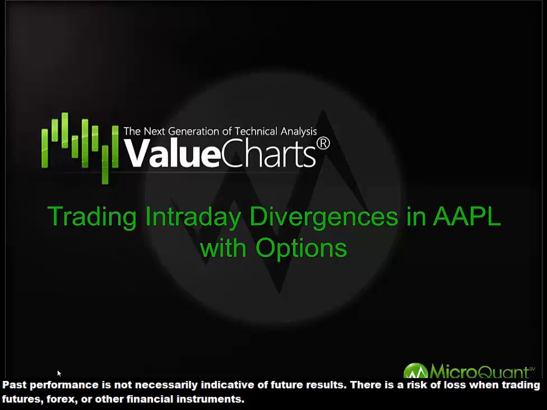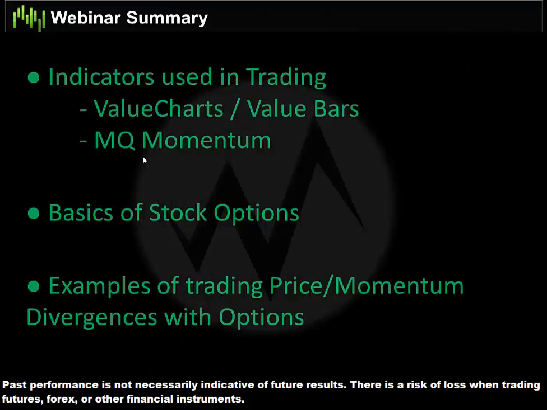Now moving on to the topic of tonight's webinar, trading intraday divergences in Apple with options. Tonight, again, I'm going to first be talking about the indicators used in trading, Value Charts, and by extension value bars, and also the MQ momentum indicator. Secondly, I'll introduce you to some basics on stock options and discuss how to use them in your trading. And then thirdly, I'll be discussing the price momentum divergence setup and show you how to find them on stock charts and then how to trade them with options.